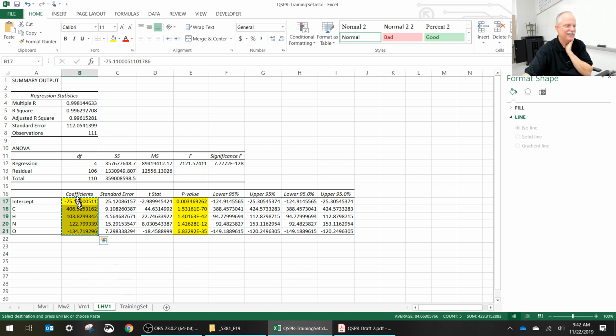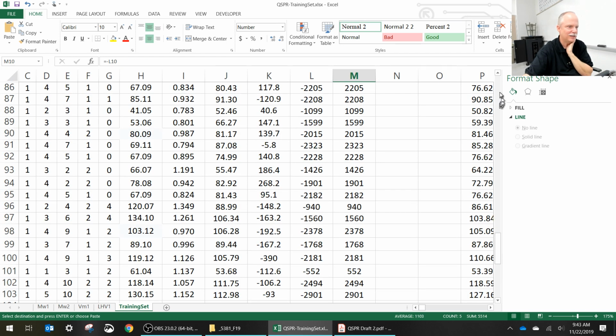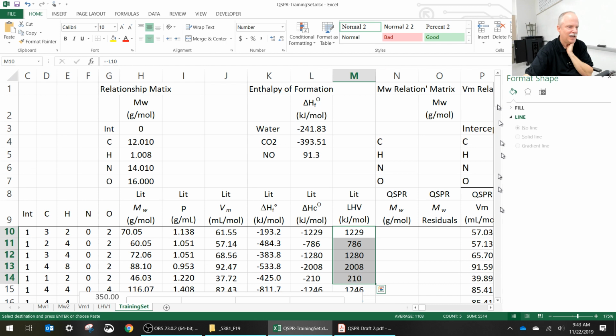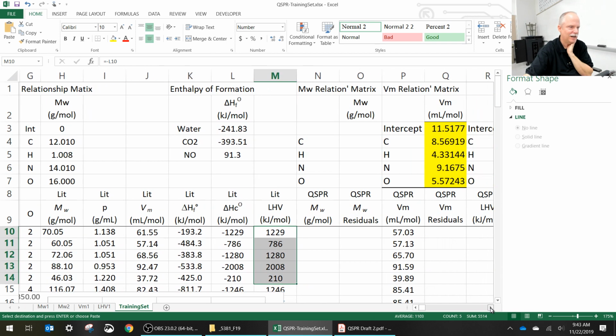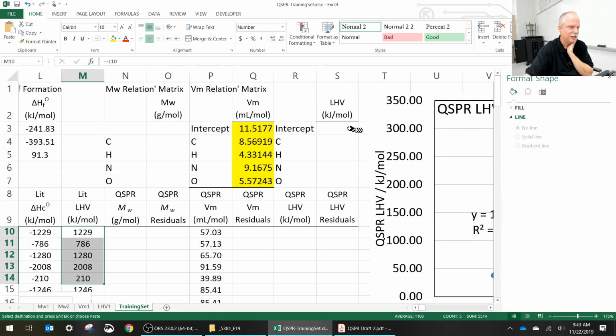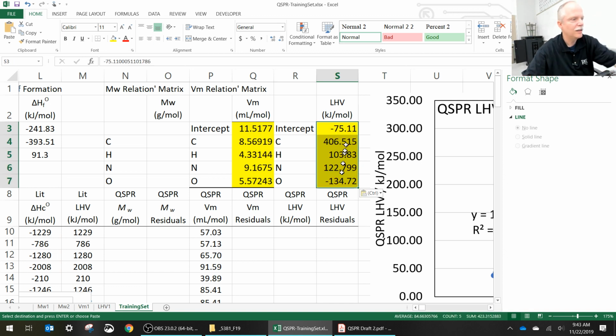Okay, so I've got the regression. I'm going to Control C or copy those 5, the relationship matrix, go back to the top of my spreadsheet, and I'm going to paste that into the LHV relationship matrix area. Control V. So there's my LHV relationship matrix.